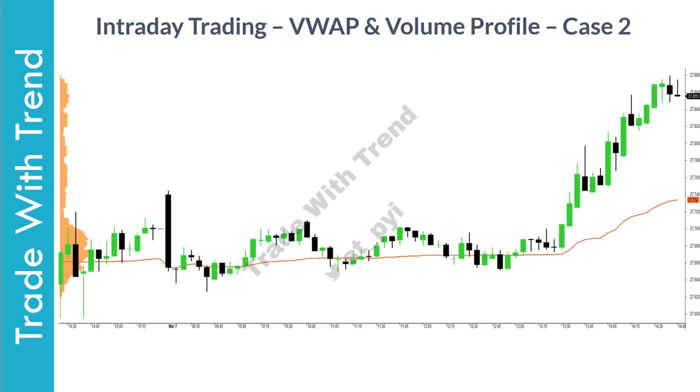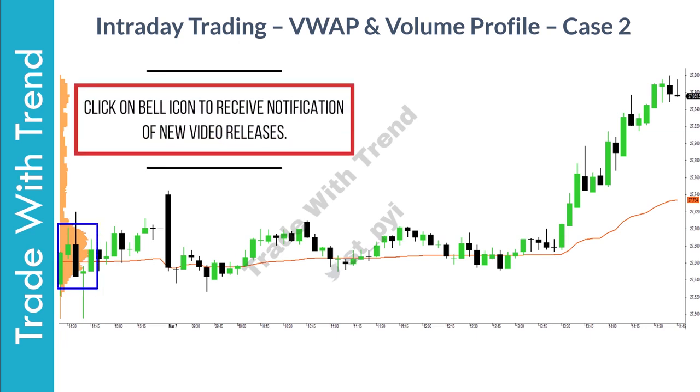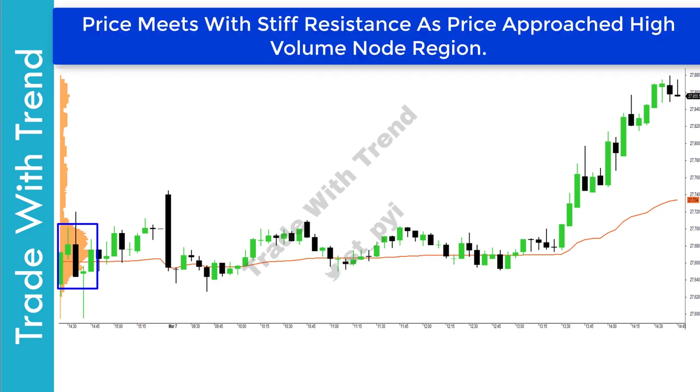Let us now move to case 2. In this chart, high volume node is marked around this region. Price here moves in and around VWAP indicator for quite some time. During the same time, range of candles is narrow and most of the bullish candles form near the VWAP level. Every time price attempts to cross the high volume node region, sellers drive the price lower.